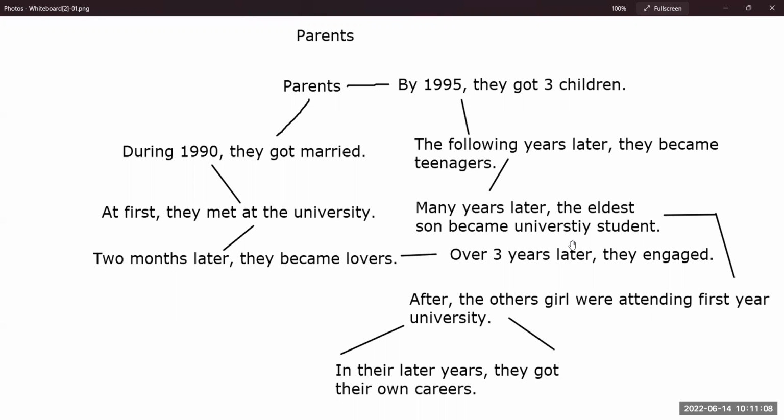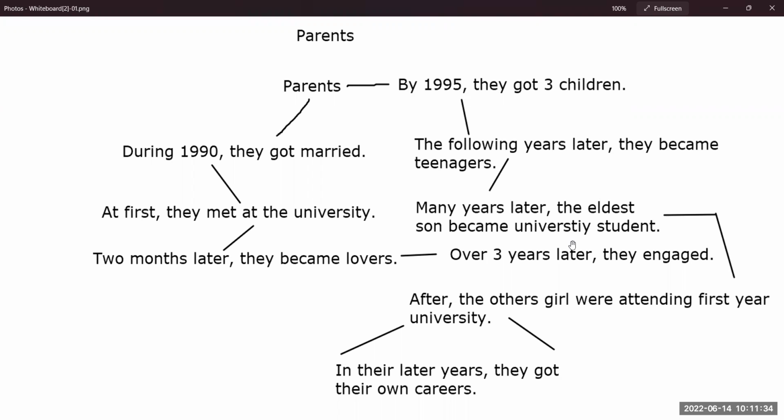During 1990, they got married, and at first they met at the university. Two months later, they became lovers, and over 3 years later, they got engaged. Too fast. Okay. By 1995, they had 3 children. Like, three of us are their children.